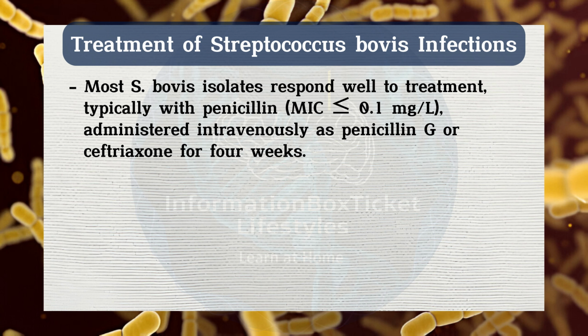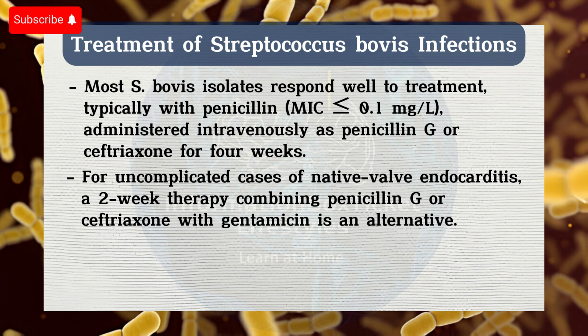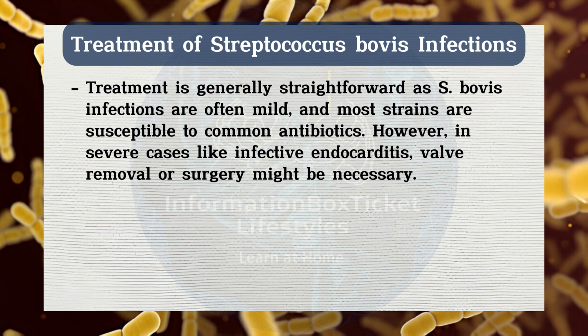Most S. bovis isolates respond well to treatment, typically with penicillin, MIC ≤0.1 mg/L, administered intravenously as penicillin G or ceftriaxone for 4 weeks. For uncomplicated cases of native valve endocarditis, a 2-week therapy combining penicillin G or ceftriaxone with gentamicin is an alternative. Treatment is generally straightforward as S. bovis infections are often mild, and most strains are susceptible to common antibiotics.